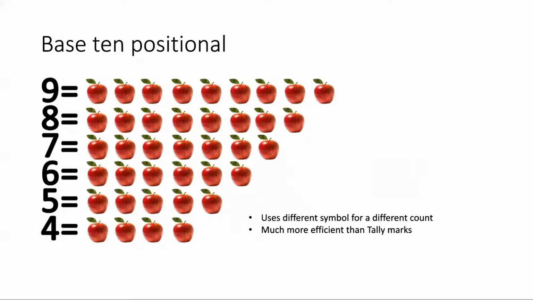In base and positional, or the decimal system, we have different symbols, rather than the tally mark system, which had just one symbol. Here we have different digits, different symbols, which are basically 0 to 9. And you see here that we can count up to 9 objects just using 1 digit. So it is obvious that it is much more efficient than the tally mark system.